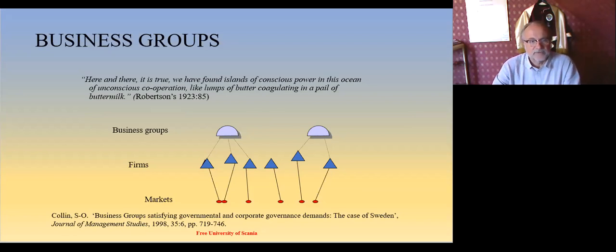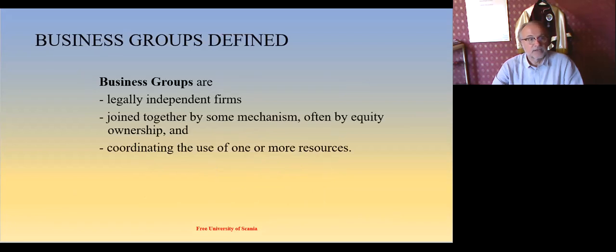So that's what I've done, trying to show it. Here is the market. This is the unconscious cooperation. And then you have the conscious cooperation. Those are the firms. But those firms also tend to go together in lumps of butter. And those are what we call business groups. So business groups are a collection of corporations. And that is what this section is about.